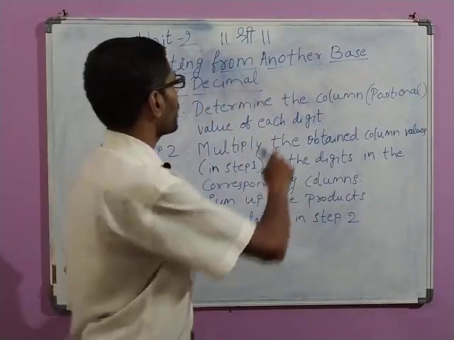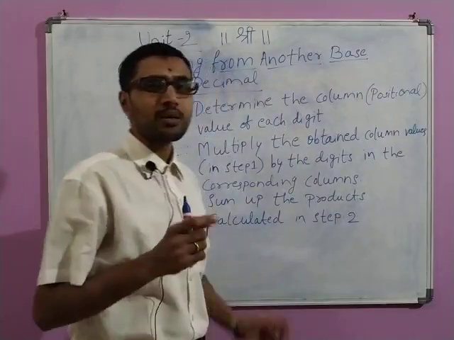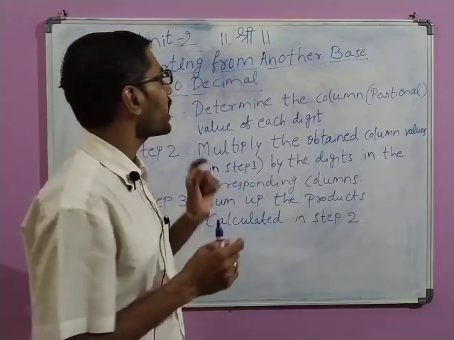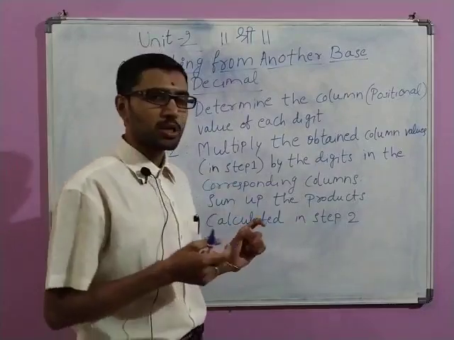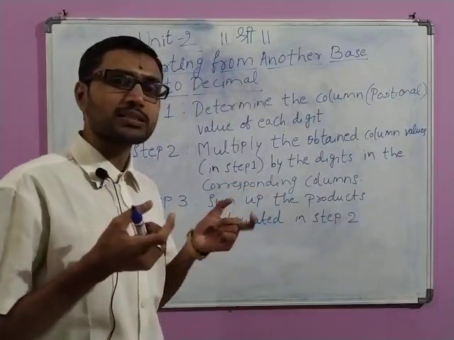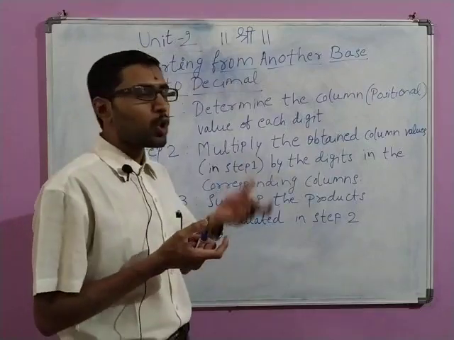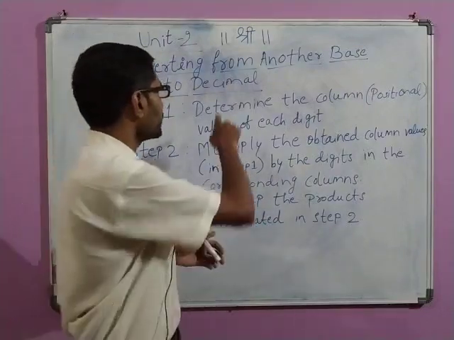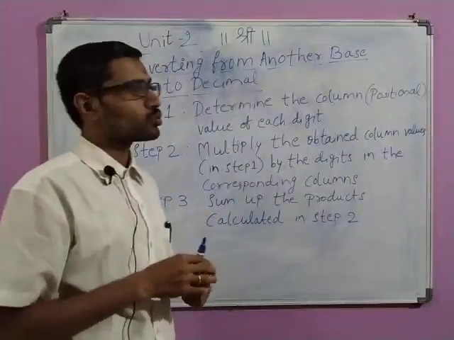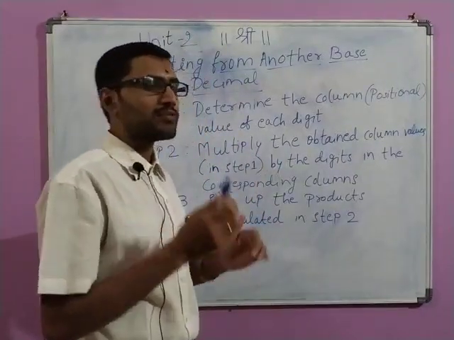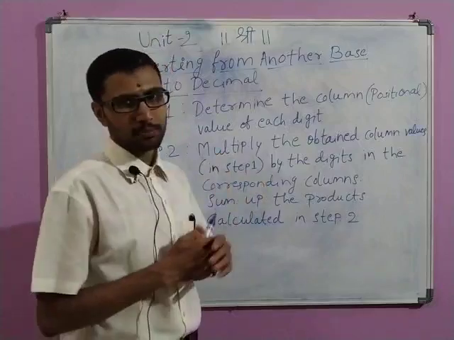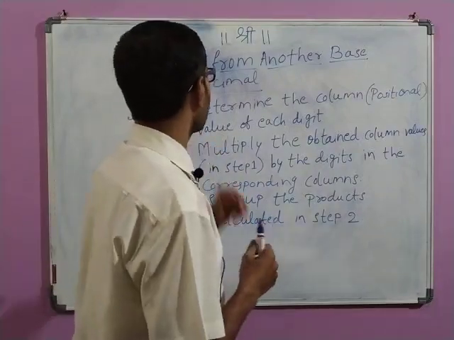So what is the meaning of another base here? If I have a number in binary, or in octal, or hexadecimal, or in base 5 or base 6, and I want to convert it into decimal, what do I need to do? We are going to understand the mechanism first, and then we are going to solve some examples. I hope this is clear to you.